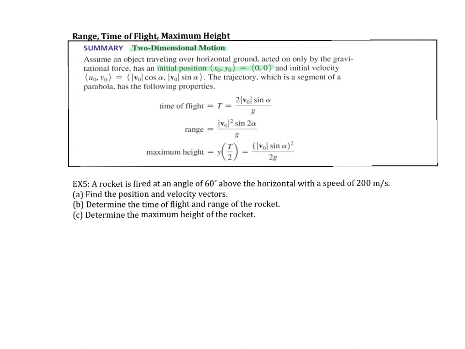Example 5 says a rocket is fired at an angle of 60 degrees above the horizontal with a speed of 200 meters per second. So that tells me that gravity is going to be the 9.8. Find the position and the velocity vectors, determine the time of flight and range of the rocket, determine the maximum height of the rocket.